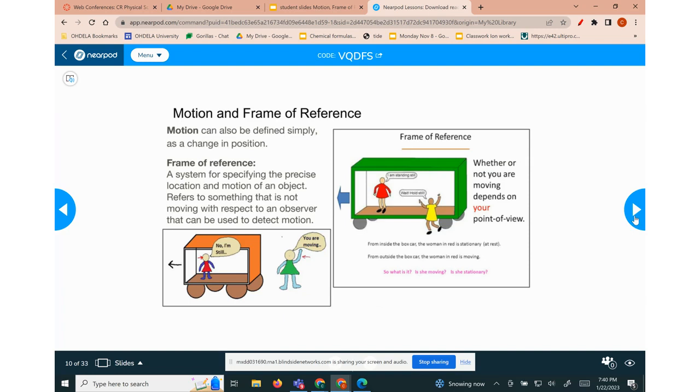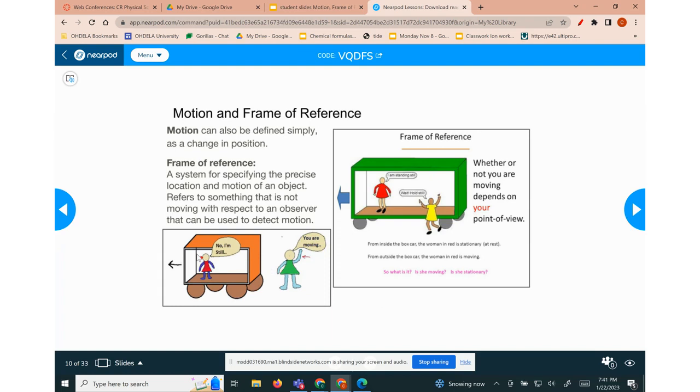Okay, so a frame of reference is a system to specify the precise location. We usually use graphs. If you're thinking about movement outside, like I have my grandkids, they love to run. So maybe I'll put a mark on the sidewalk and say, ready, set, go. Or maybe I'll say, run to that tree and back. And they'll know who won by that. All right.